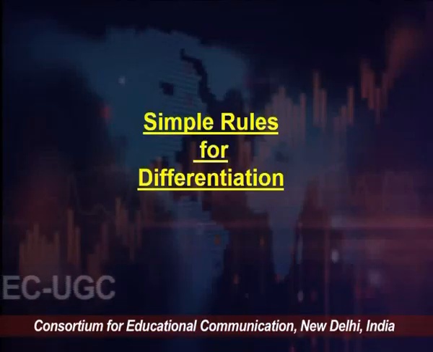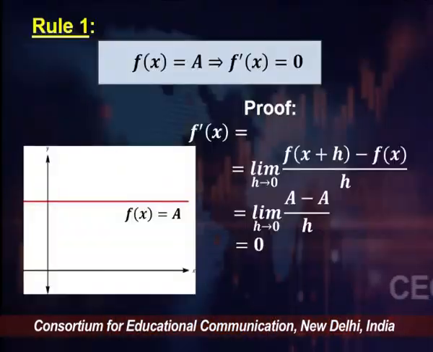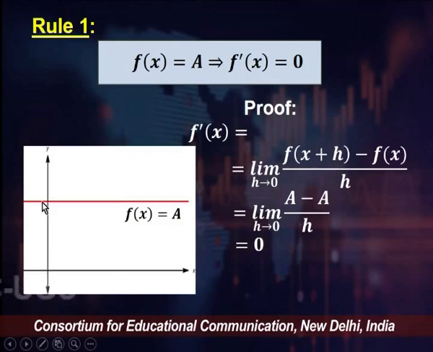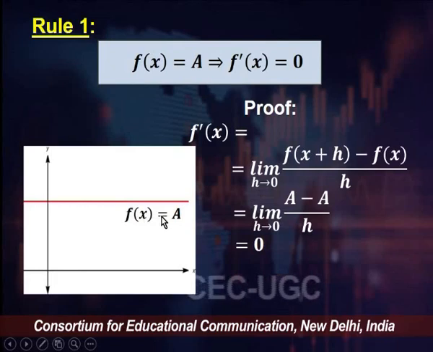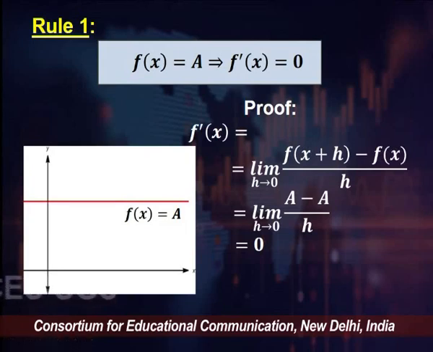Next we'll move to some simple rules. I'm going to prove some very simple rules for differentiation, and these are really important because you are able to forego the limit definition and just straight away apply the results which we're going to prove now. The first rule is that if you have a function which is nothing but a constant, you just have a horizontal line, shown here in red, at capital A. Then the derivative of this function, f prime of x, is 0 everywhere.